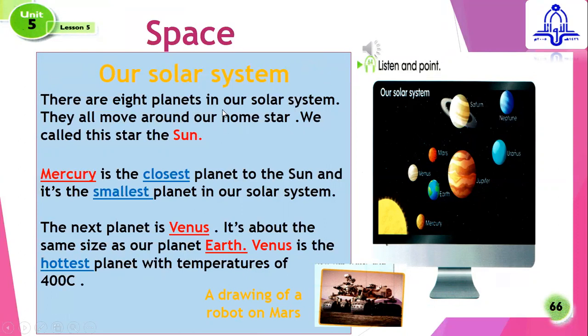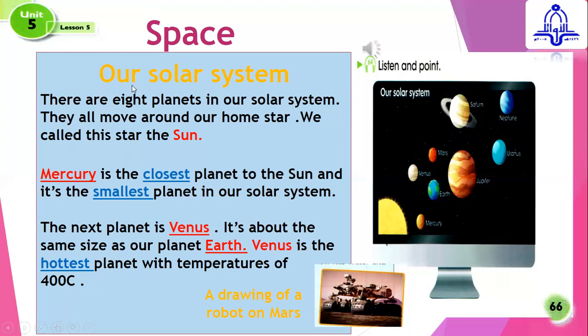Our solar system. There are 8 planets in our solar system. They all move around our home star. We call this star the Sun. Mercury is the closest planet to the Sun, and it is the smallest planet in our solar system. The next planet is Venus. It is about the same size as our planet Earth. Venus is the hottest planet with temperatures of 400 degrees centigrade.